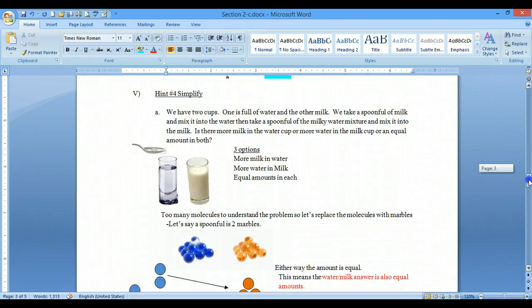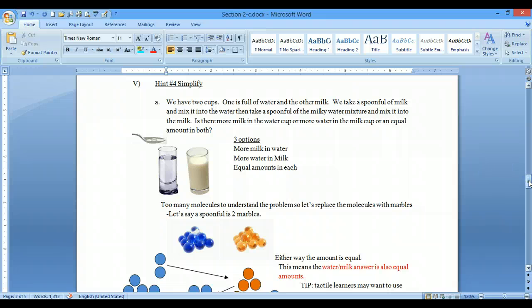Hint number 4, simplify the problem. So we have 2 cups. One cup is full of water, the other cup is full of milk. If we take a spoonful of milk and mix it into the water cup, and mix it up really good so it's a kind of milky water, then take 1 spoonful of this milky water mixture and mix that back into the milk. Is there going to be more milk in the water cup or more water in the milk cup? Or is there an equal amount to both?